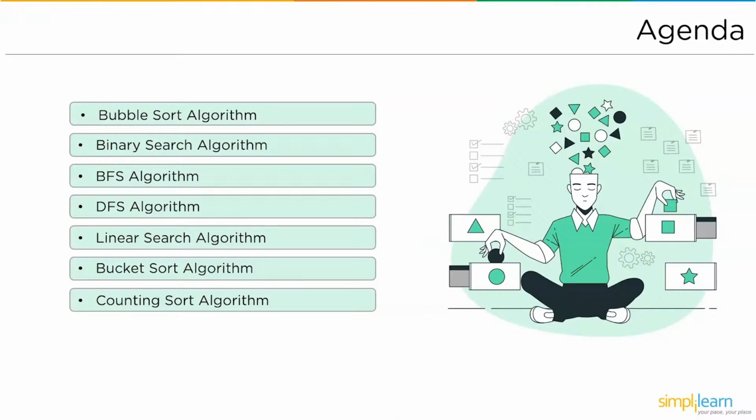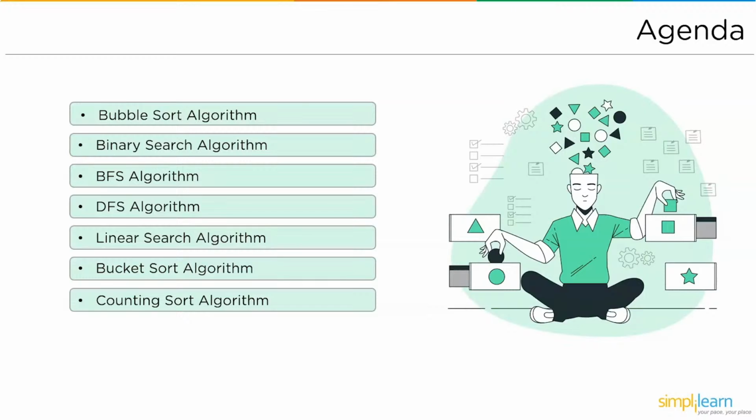Then we will discuss the depth first search or DFS algorithm. DFS algorithm is typically used for job scheduling. After that, we will discuss the linear search algorithm. This type of algorithm can be used for both one-dimensional and two-dimensional array sorting. Post that, we will discuss the bucket sort algorithm. Bucket sort works on the divide and conquer strategy.